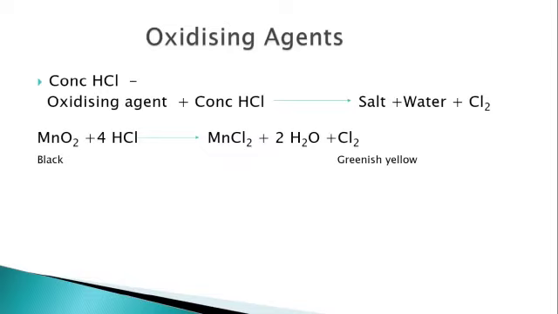Manganese 4 oxide is black in color, which turns to greenish yellow chlorine gas at the end of the reaction. So this is about the oxidizing agent HCl.